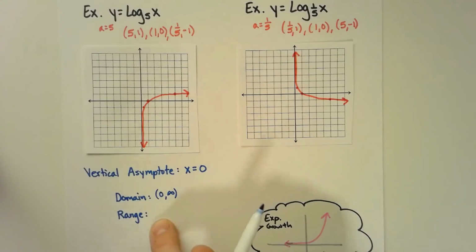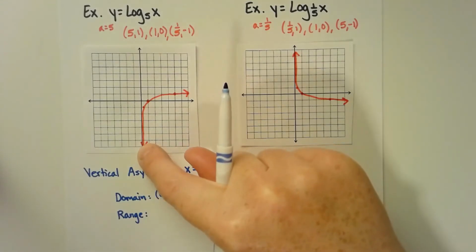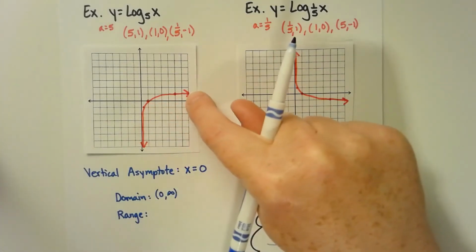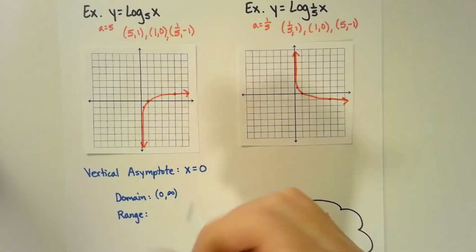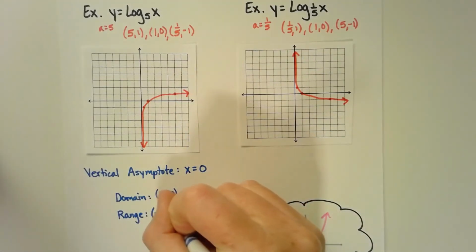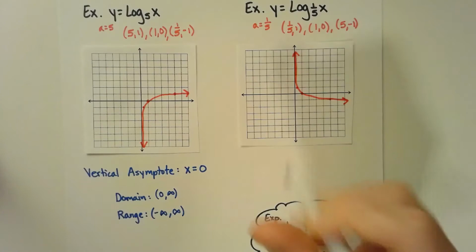And then for the range, this graph goes down to negative infinity, and it also extends upwards to infinity. So we're going to say that the range would be all real numbers.